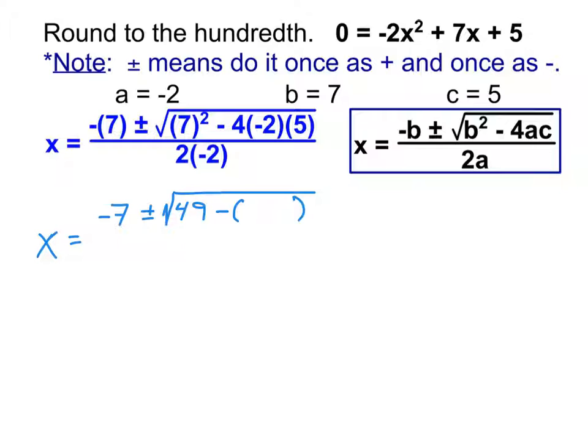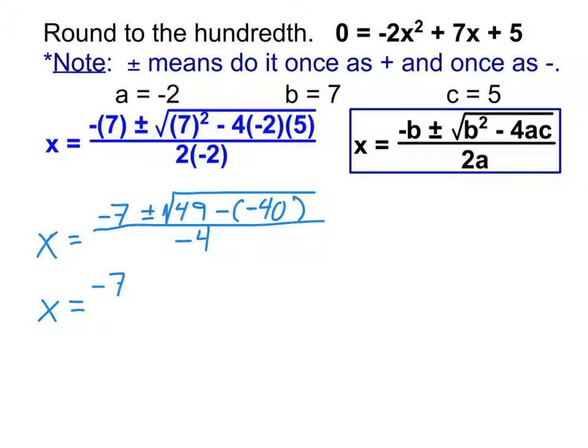Okay, so now I'm going to multiply the 4ac. That means 4 times negative 2 is negative 8, times 5 is a negative 40. Yes, I'm leaving it as minus negative 40 right now. I'm not combining those yet. Okay, now we do 2 times negative 2, which gives me a negative 4 on the bottom. All right, now we got x equals. Now I'm going to simplify a little bit.